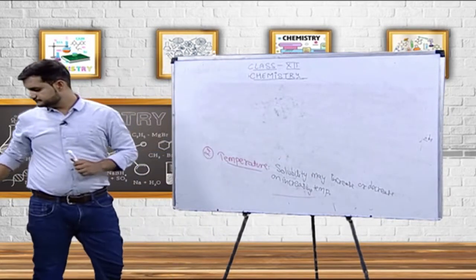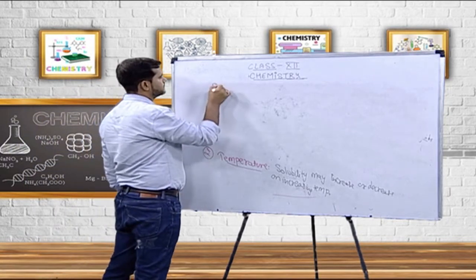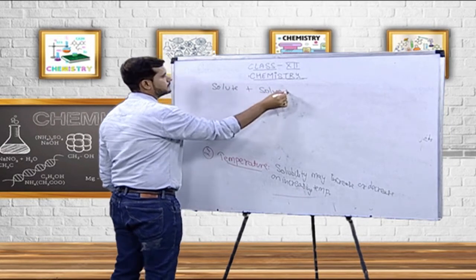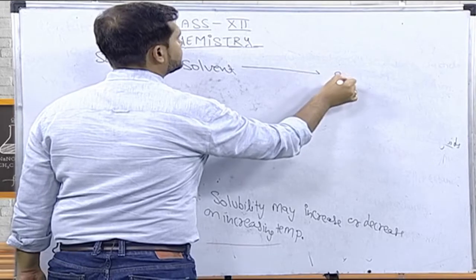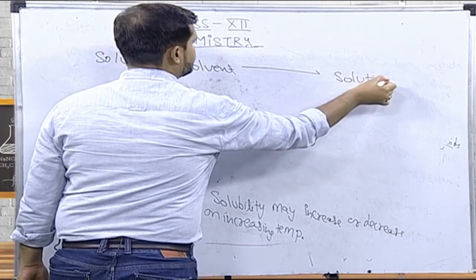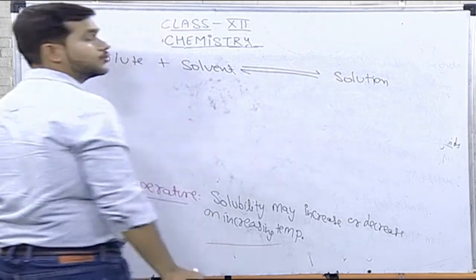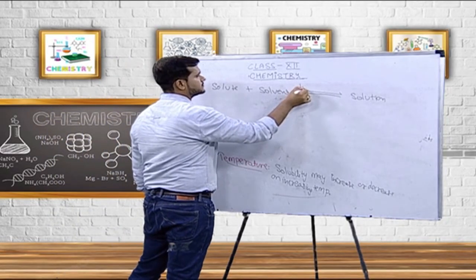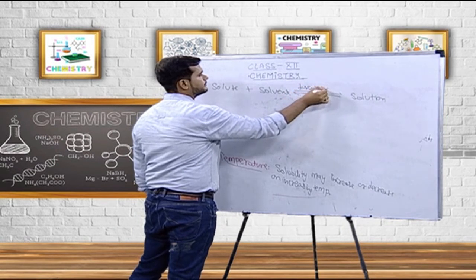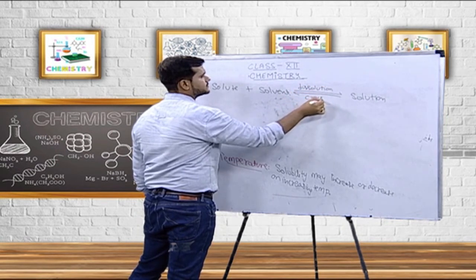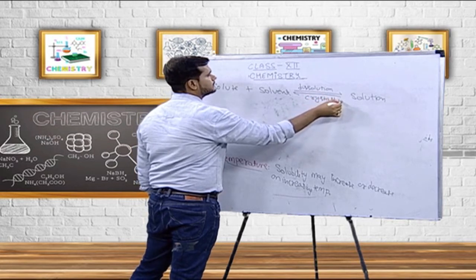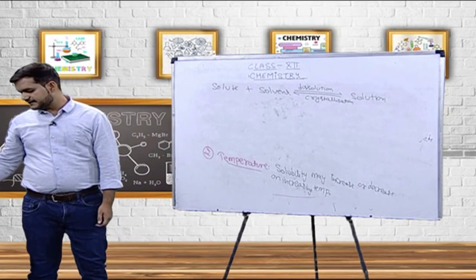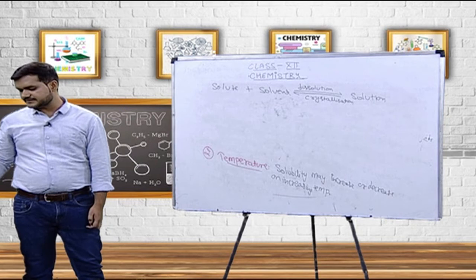We know solute plus solvent will give solution. Solute plus solvent will give solution. Now solute plus solvent, this is called dissolution, and reverse is called crystallization. Okay, so we have dissolution and crystallization.